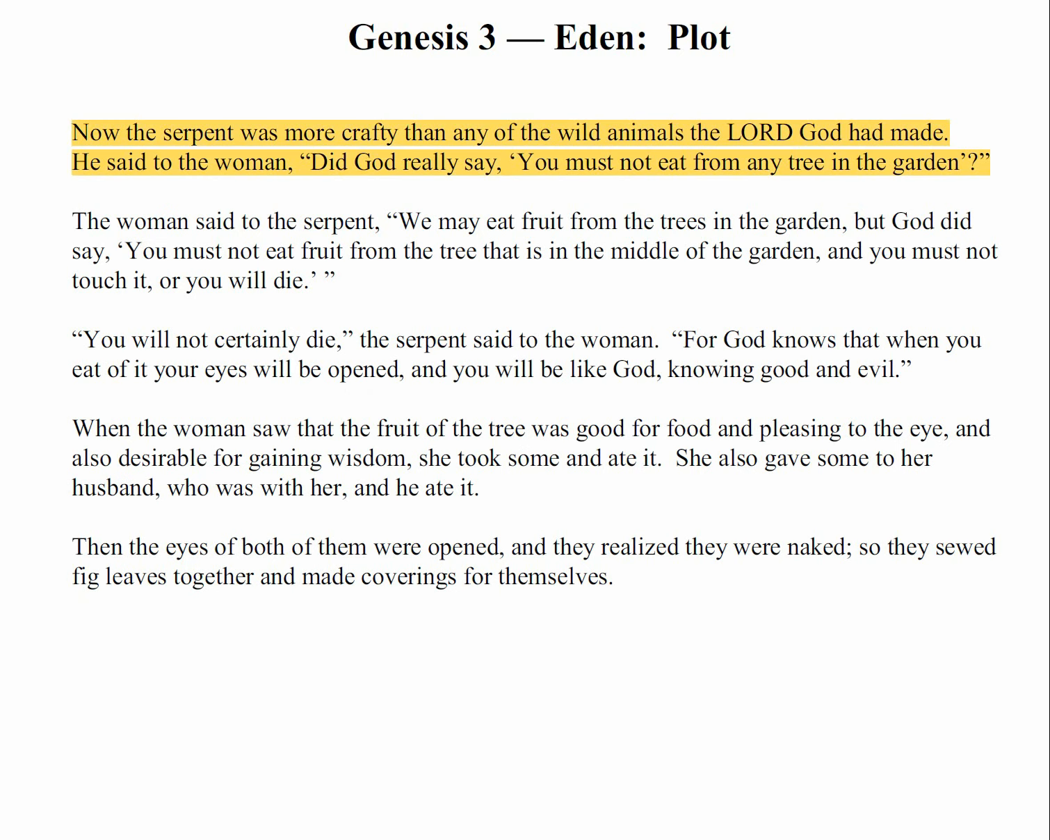So the serpent sidles up to the woman and says, look at all these beautiful trees. It's too bad you can't eat any of it.